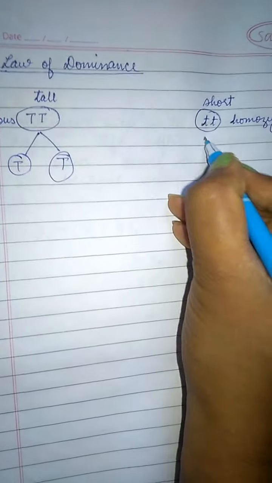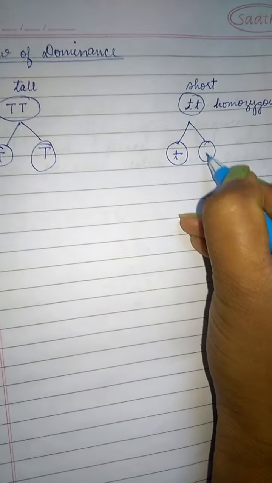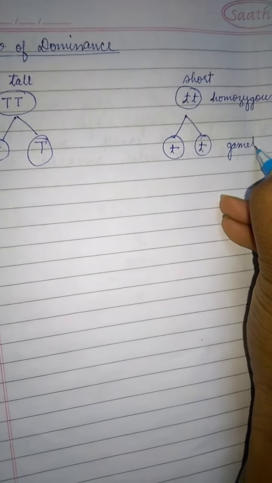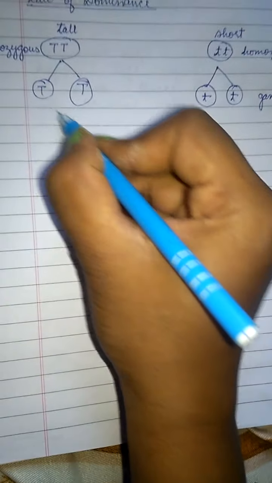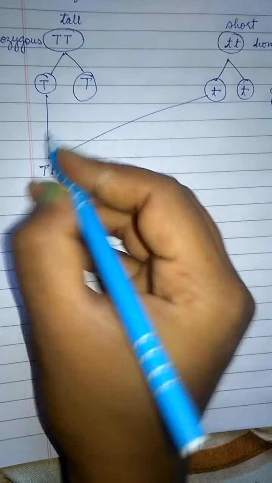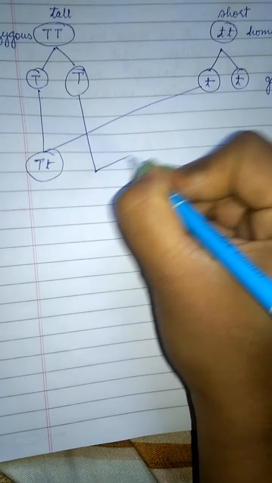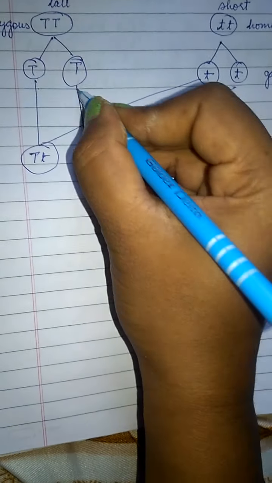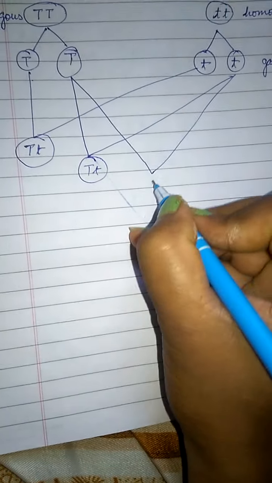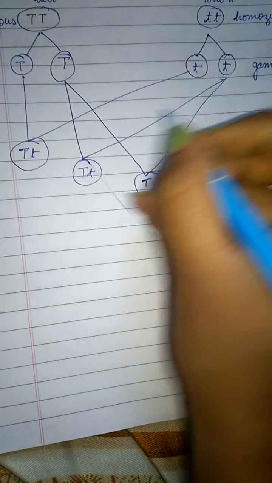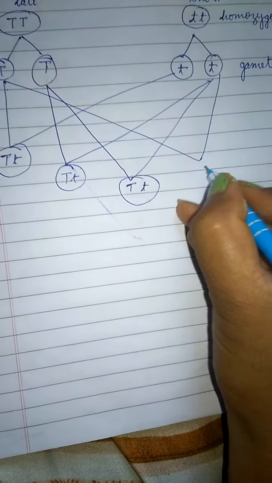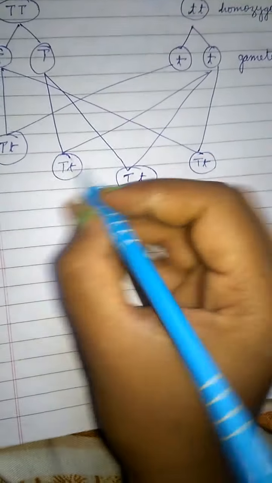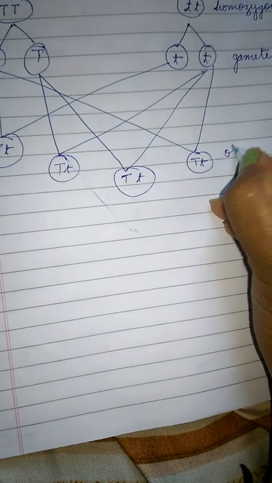So this is the gamete. This will also give gametes. So let's cross the gametes. When these are crossed, definitely what we will get? We get capital T from here and small t from here, capital T, small t. Capital T from this side, small t. Capital T from there and small t from there. Now this is the offspring.